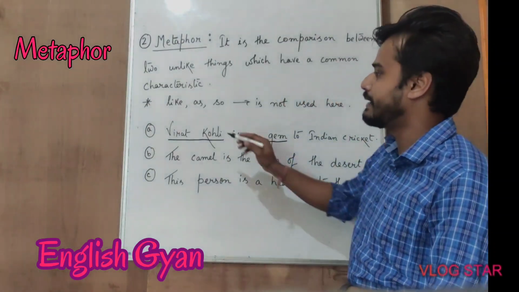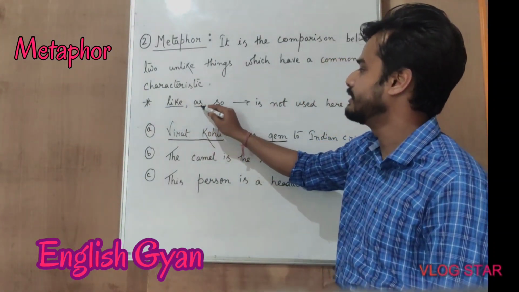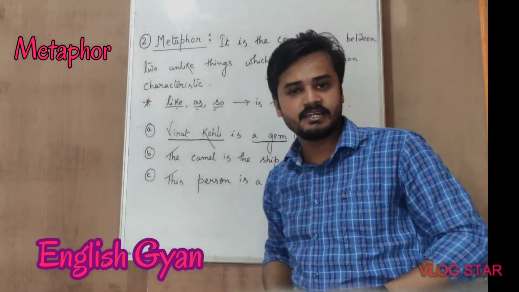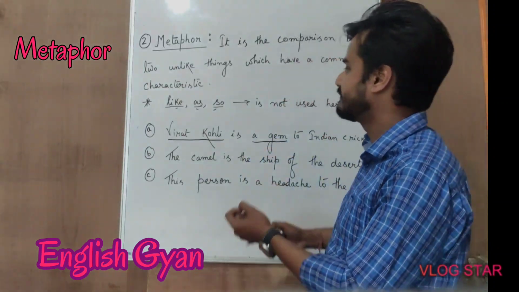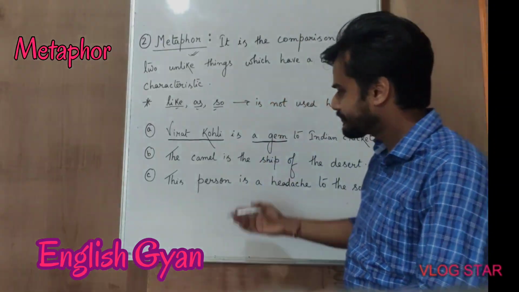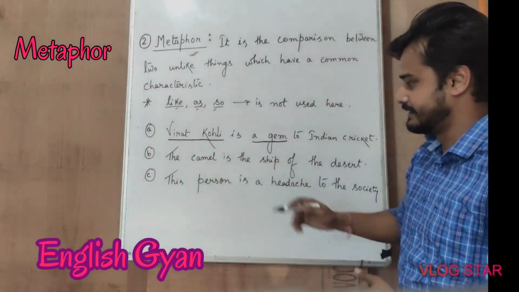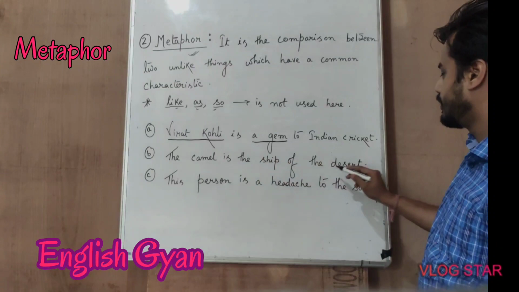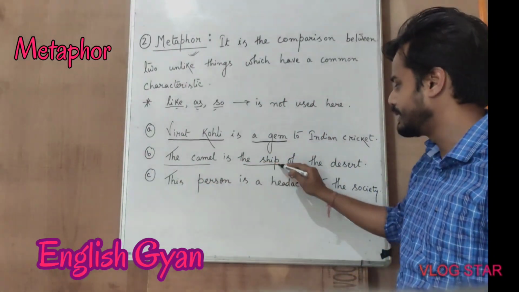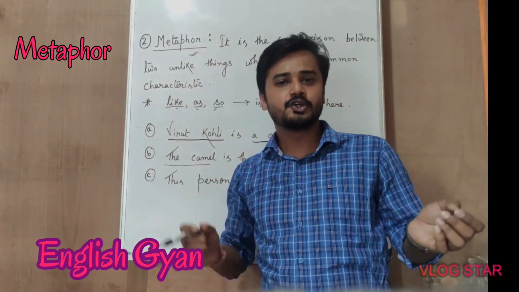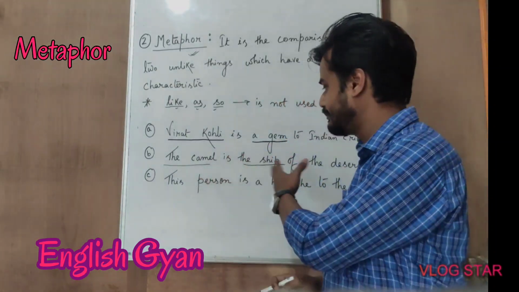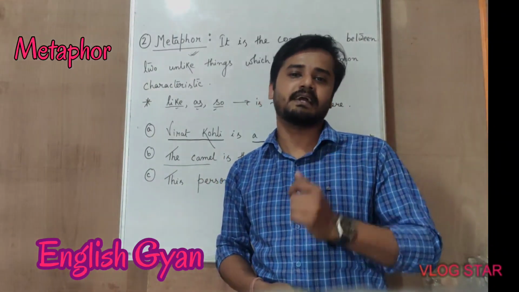But we must keep in mind that we have not used any of the three words like, as or so here. That is why it is a direct comparison. That's why we can say that the figure of speech metaphor is used here. In the second sentence, it's given that the camel is the ship of the desert. Here I am comparing the camel to the ship, because here two unlike things are used and they don't have anything similar, but they have a similar characteristic.